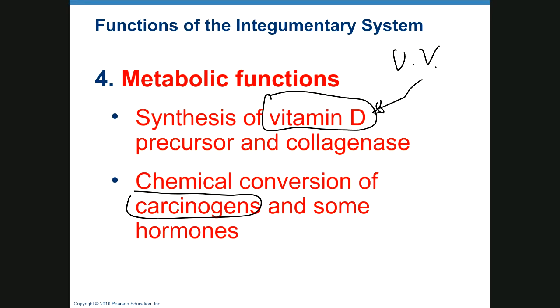So another point is do not confuse vitamin D with vitamin A. Remember, vitamin A in the form of carotene is stored in the skin. Vitamin D is synthesized by the skin. So keep those vitamins straight.